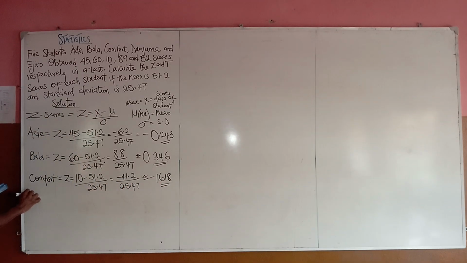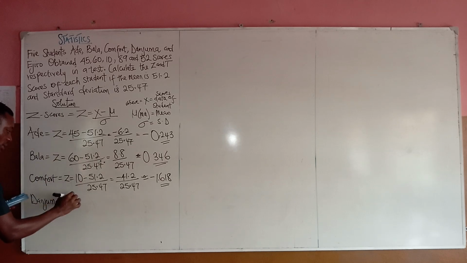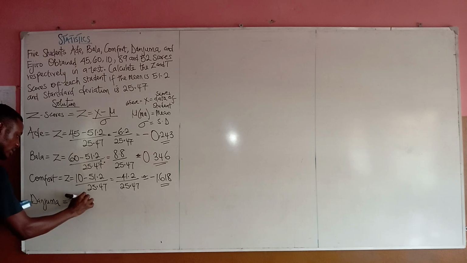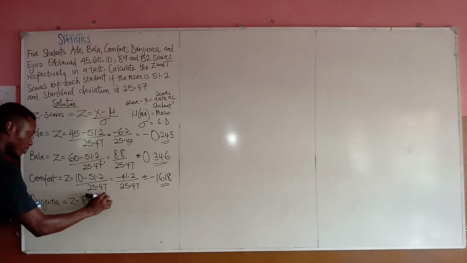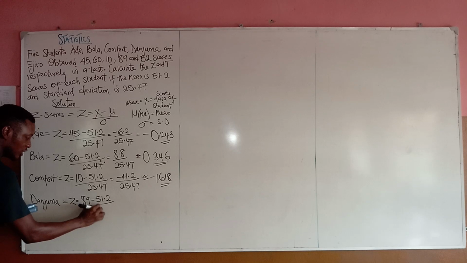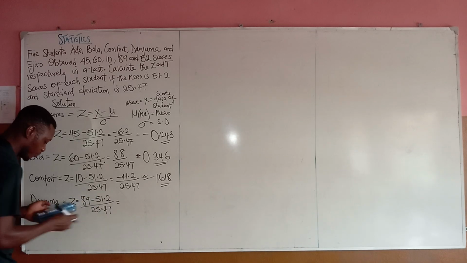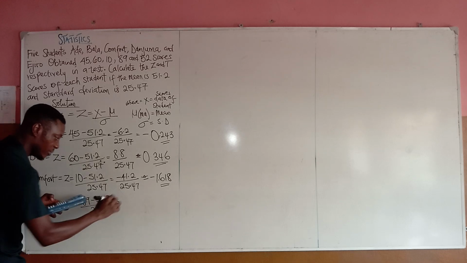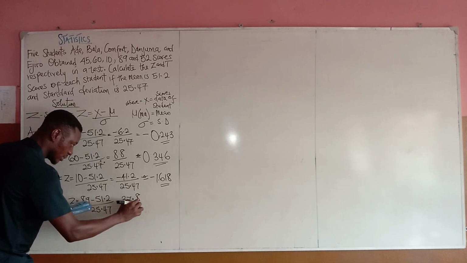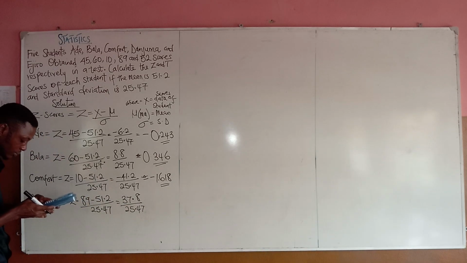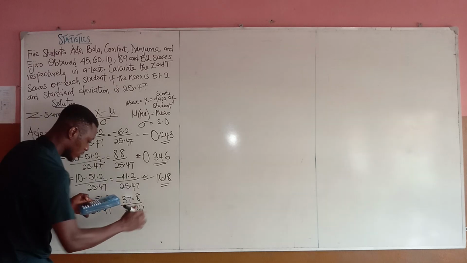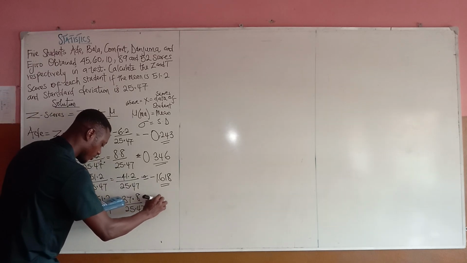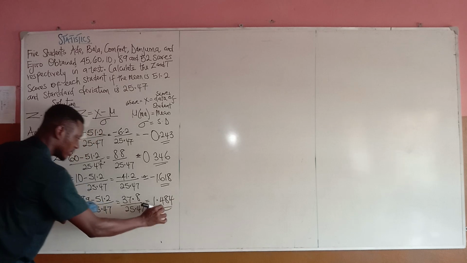Then the next student is Danjuma. Now Danjuma got 89. So his score is 89 minus our mean, 51.2, divided by standard deviation, 25.47. So 89 minus 51.2 will give me 37.8 divided by 25.47. So this score is 1.484 as his z-score.